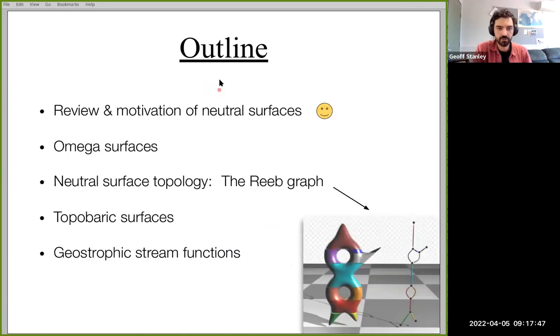There we go. So we finished a bit of a review and motivation for why we care about this stuff. So we'll talk about omega surfaces, then we'll get into the topology bit and topobaric surfaces, which use the topology. And then if we have any time left at the end, I'll talk about geostrophic stream functions.